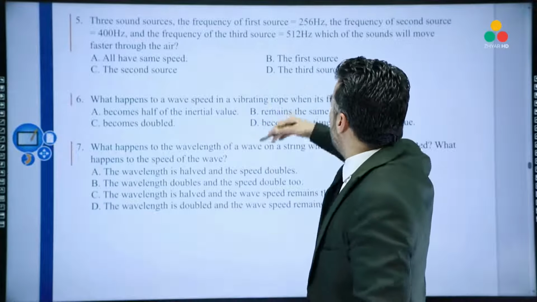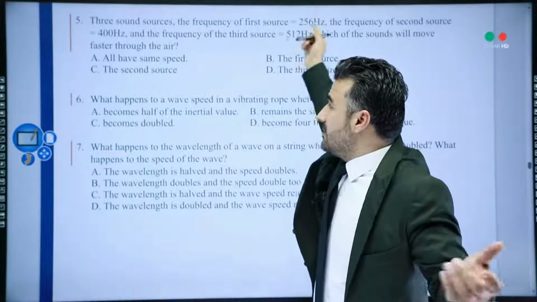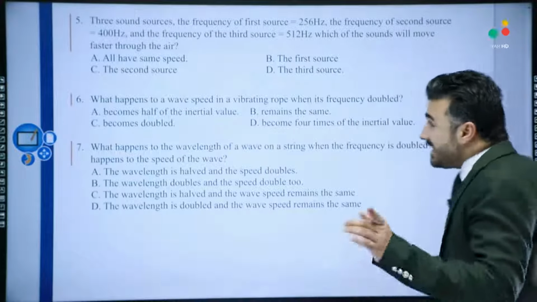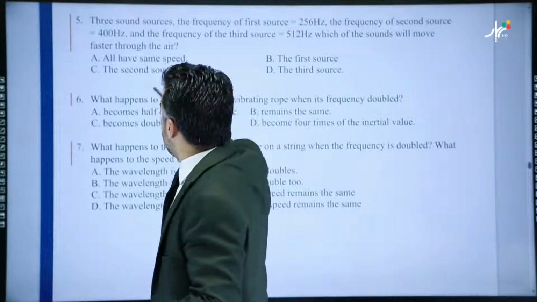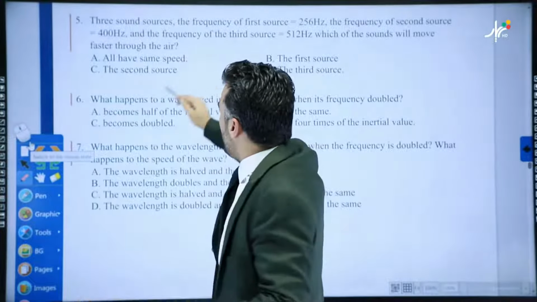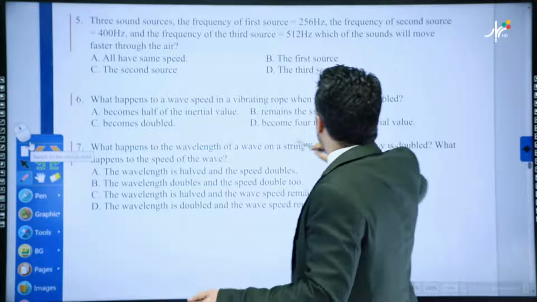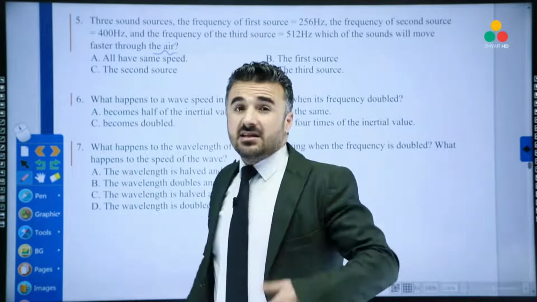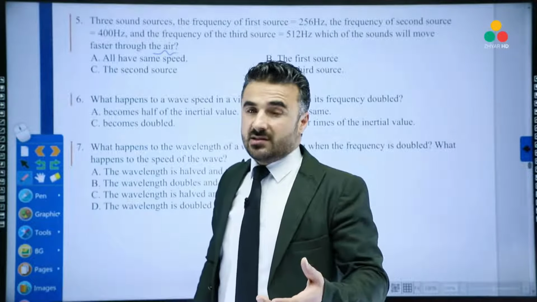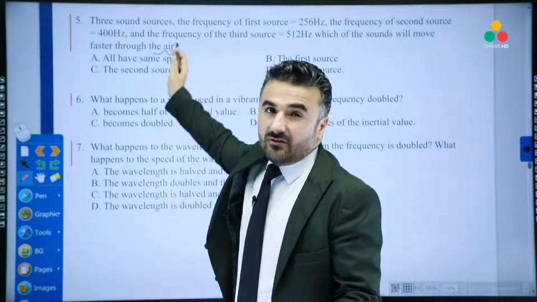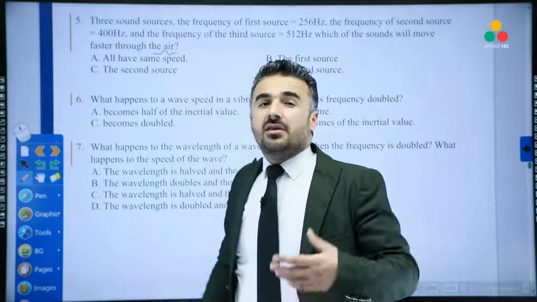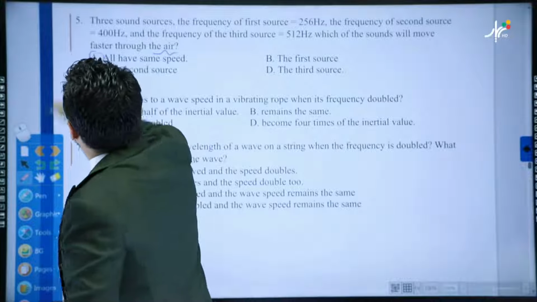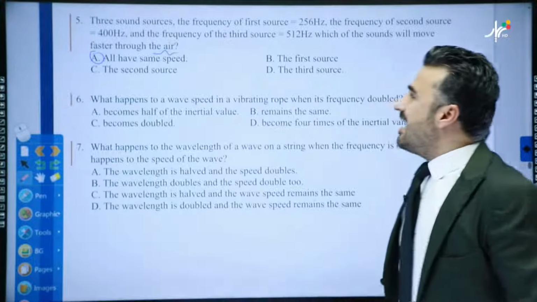You might just take a look at the numbers and say this is the biggest, so this one will move the fastest in the air. No. The question says in the air. That means all of these waves are passing through the air, yeah? Through the air, we said the speed of sound in the same medium will always be the same. So what can we say about the speed of all these different frequencies? They must have the same speed, otherwise it would not be the same medium. Okay, so all have the same speed.